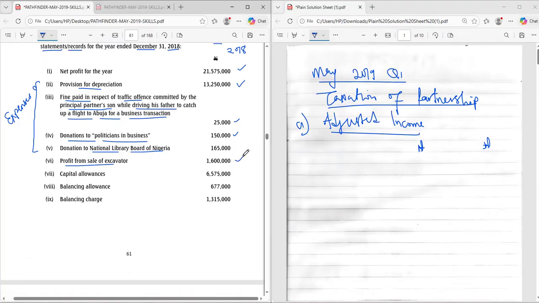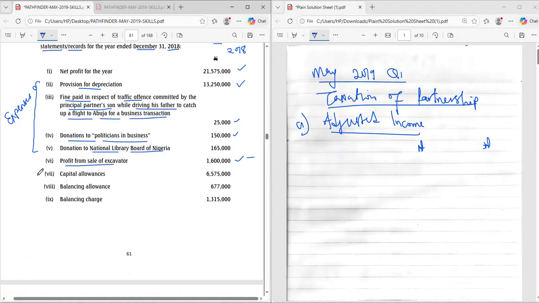Then this place that you are seeing, profit from sale of excavator, is an income. This income was initially added, so you deduct it. Why are you deducting it? Excavator is an asset. When you make profit from the sale of an asset, it is not taxed as income. It is taxed under capital gain. I've told you before, when you sell an asset and you make profits, it is taxed under capital gain. So that profit we are going to subtract because it was added before, when they were preparing the account. Then I'm going to show you capital allowance. This capital allowance is going to be used to replace depreciation.